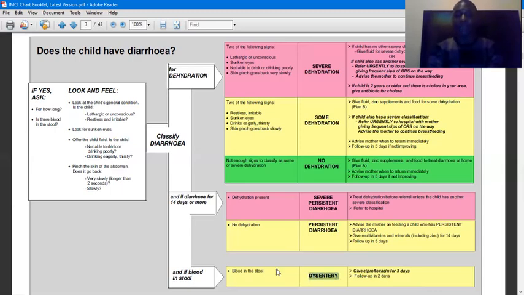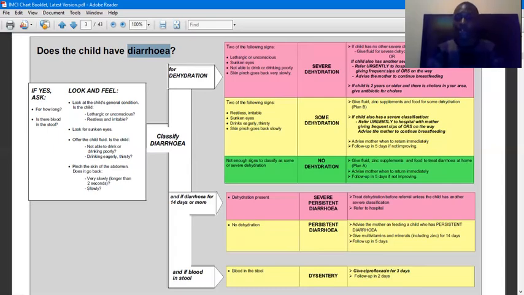So if there's blood in stool, you classify the type of diarrhea as dysentery, and the appropriate treatment is to give ciprofloxacin for about 3 days, and you follow up the case in 2 days. So this is how you can classify the symptom of diarrhea according to IMCI, and that is how it may lead you to different classifications depending on the supportive signs mentioned in the booklet itself.